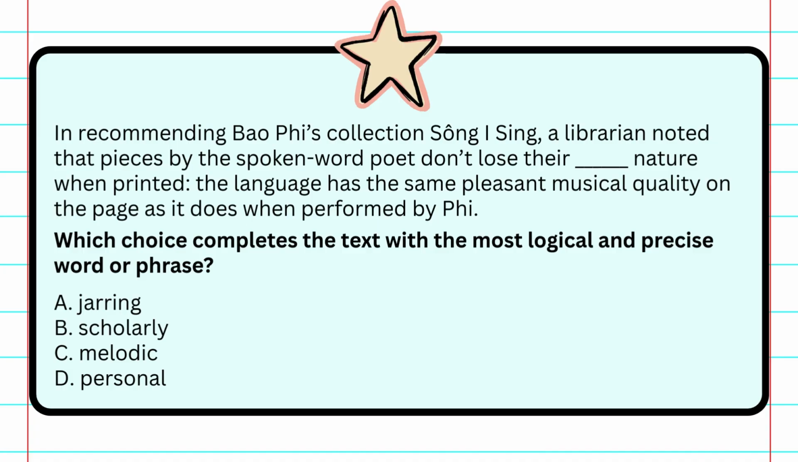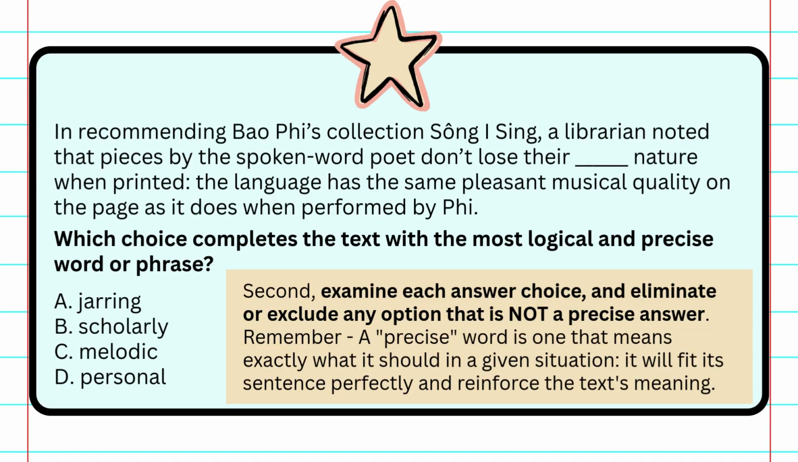Here is the full question so you can get a feel for what it looks like. Notice there is a passage containing a blank, followed by the question, "Which choice completes the text with the most logical and precise word or phrase?" I've already done my reading work. Now I need to examine each answer choice and eliminate or exclude any option that is not a precise answer. Remember, a precise word is one that means exactly what it should in a given situation. It will fit its sentence perfectly and reinforce the text's meaning.